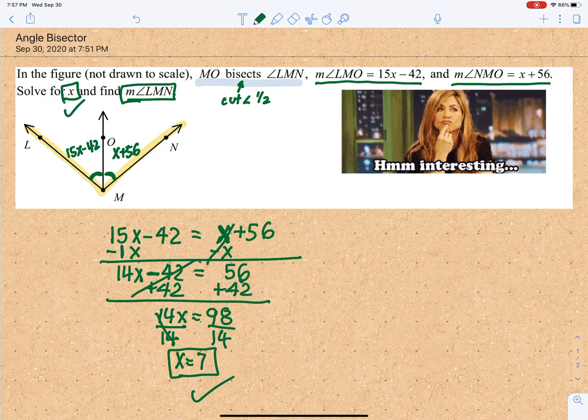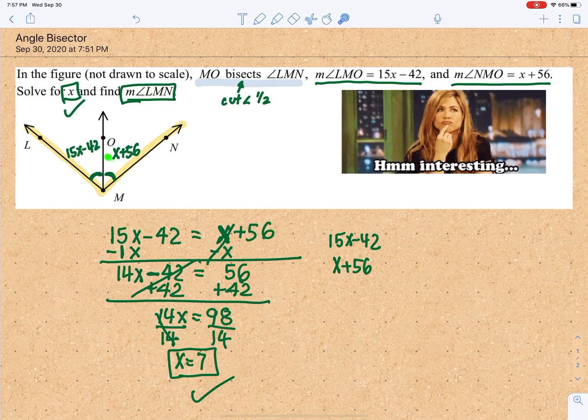Check. Now we want to find the whole angle. And how would we go about doing that? Well, we've got to plug in our values. So we have 15x minus 42, and we have x plus 56. Hypothetically speaking, if I already plugged in my value for x and I'm sure I got that number correct, then it would be the same number here, but we're just going to check. So we're going to plug it into both expressions.